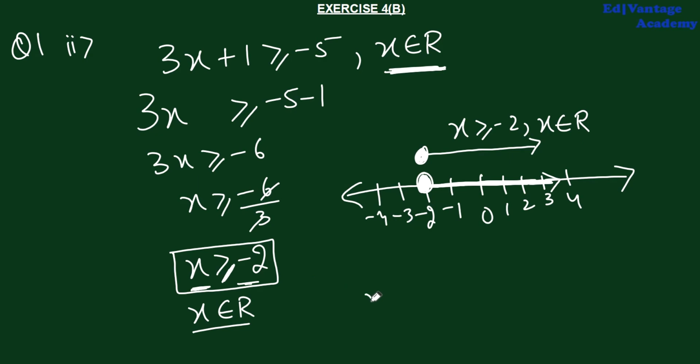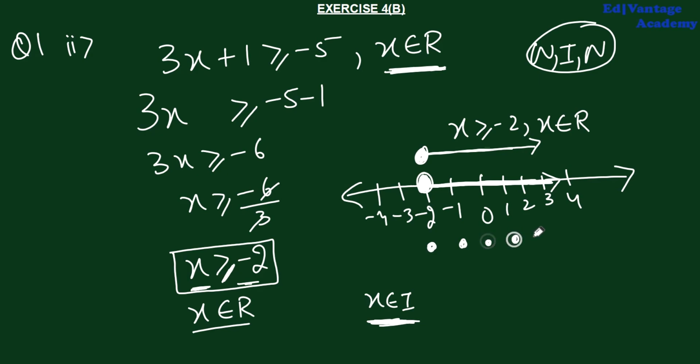If x was an integer, then what would the answer have been? I can't put a line. This line will be joined directly only for real numbers. Note that down. For whole numbers, integers and natural numbers, we have to put specific highlights. Like if x belongs to integers and x is greater than or equal to -2, what are the integers? That's -2, -1, 0, 1, 2, 3 and so on. So on means you will just show from here, it will go on like this only.